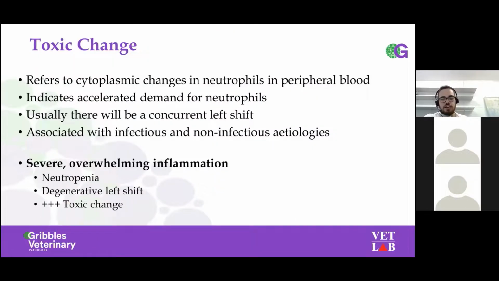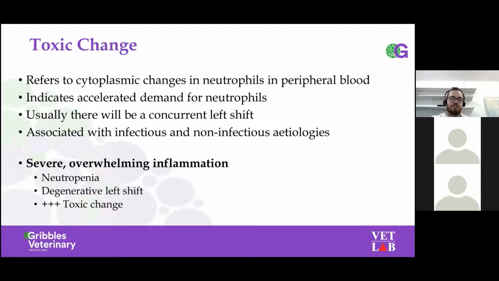So toxic change is another morphological change that we look at for evidence of inflammation in our leukogram. It's another sign of immaturity in our neutrophils, but it indicates a slightly different process to a left shift. A left shift is when neutrophils are maturing at a normal rate, but they're released into circulation before they're quite fully mature. Toxic change is when neutrophils are maturing through the bone marrow at a faster rate than normal, and that is generally because there is such an intense demand for neutrophils. So if you have a toxic change, that usually signifies quite significant or intense inflammation, and more so than if you just have a left shift alone.